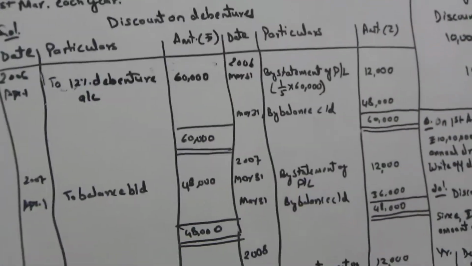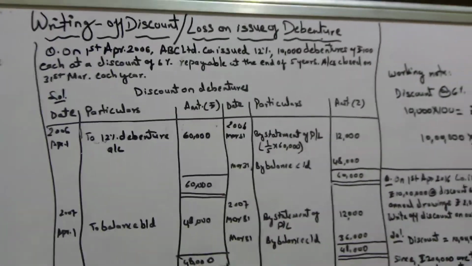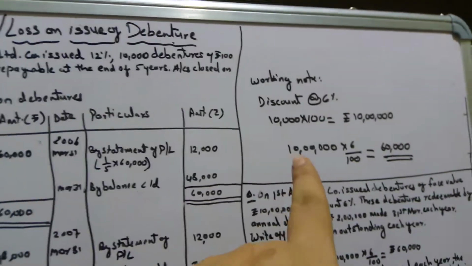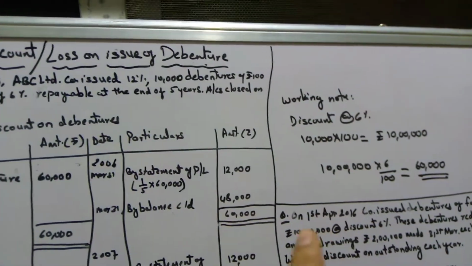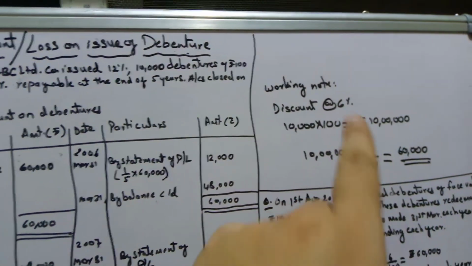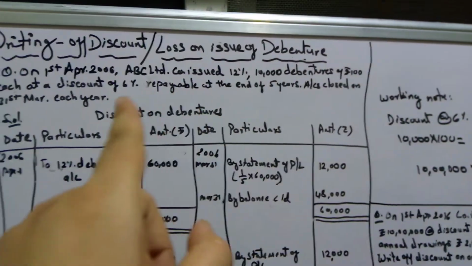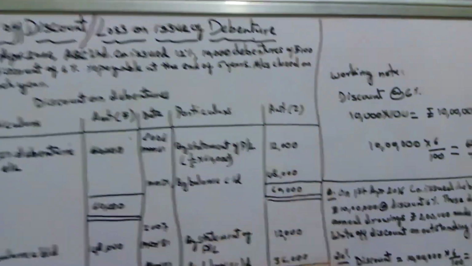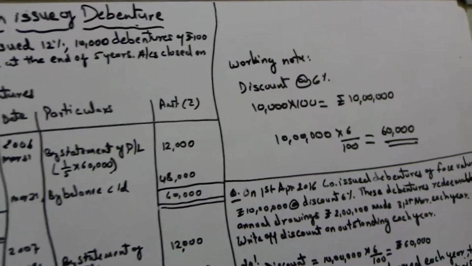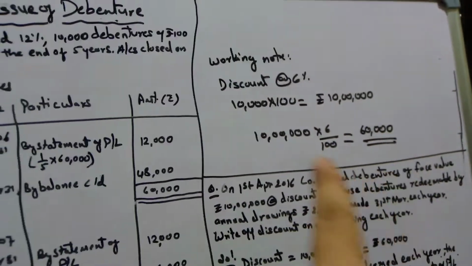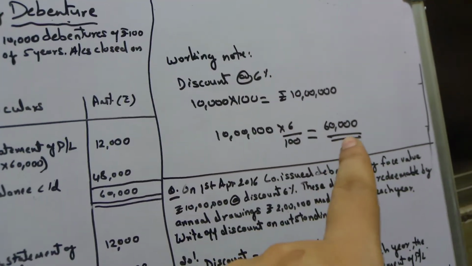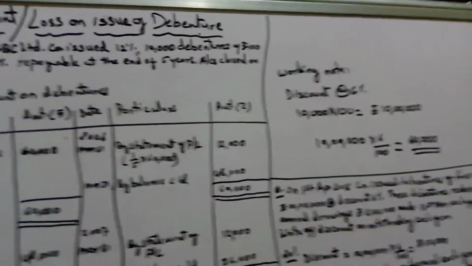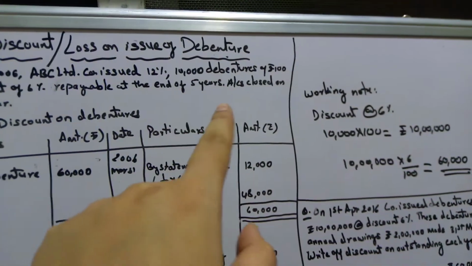First of all, you have to calculate the discount on debentures. So always remember, this question demands a working note. So I have made a working note here for the convenience of how I calculated this discount. In the question it is mentioned 10,000 debentures having face value 100 rupees. So 10,000 multiplied with 100 gives you 10 lakhs. So 6% of this 10 lakh gives you 60,000. Then 60,000 is your discount, the entire discount which is required to be written off in the coming 5 years.